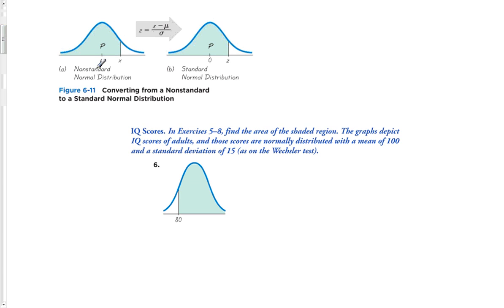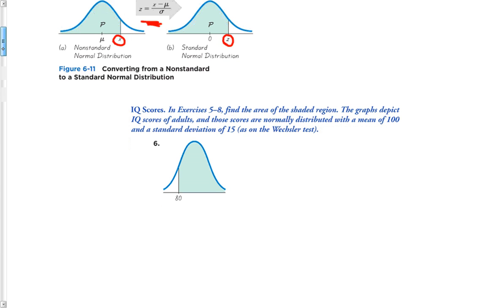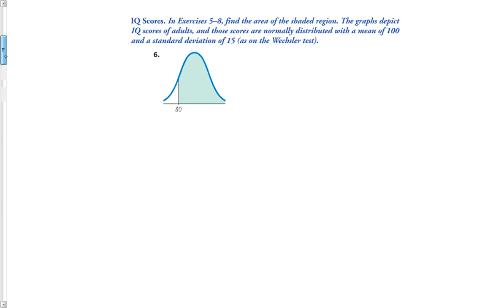So this is the formula that takes a non-standard normal with mean mu and standard deviation sigma. Given a value of x, we convert it to a value of z using this formula. And then we'll be able to draw a standard normal distribution with a mean of 0 and a standard deviation of 1. All right, so let's take a look at this example.